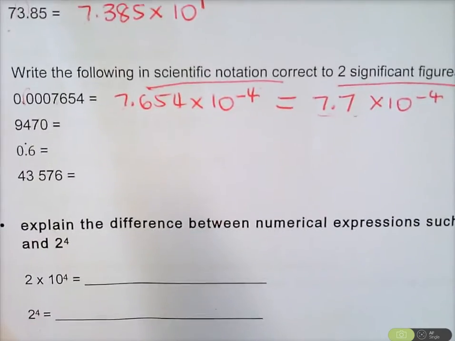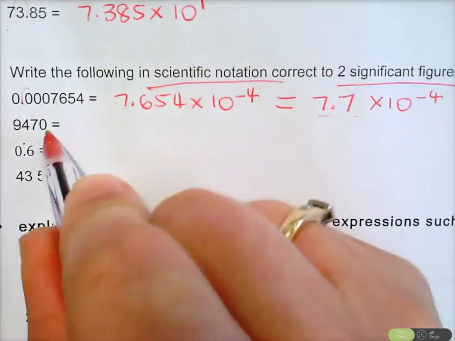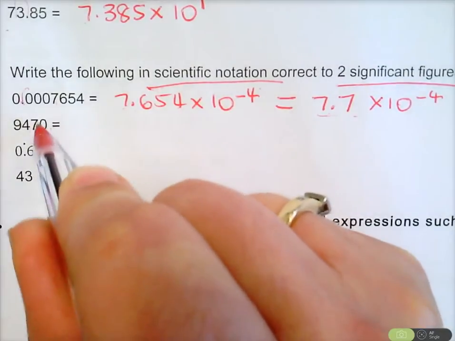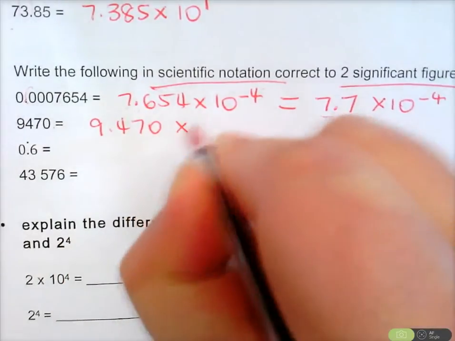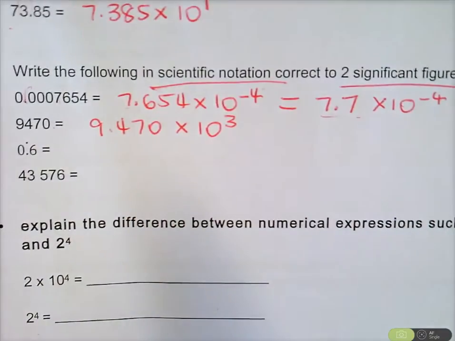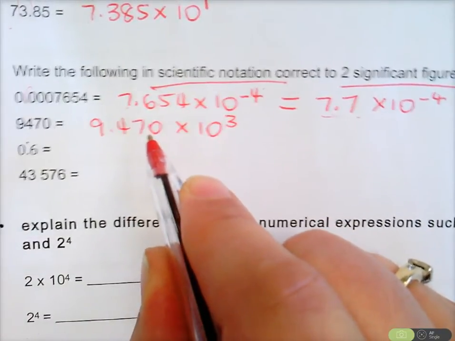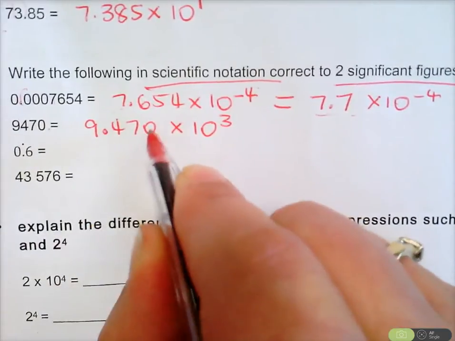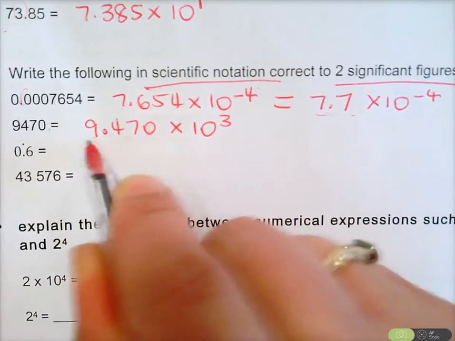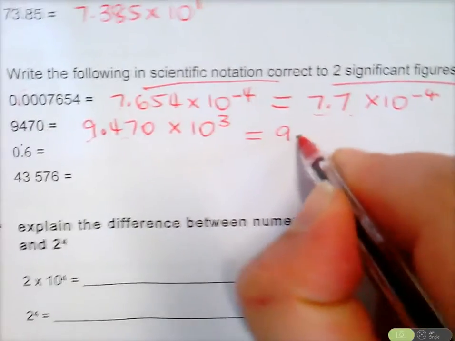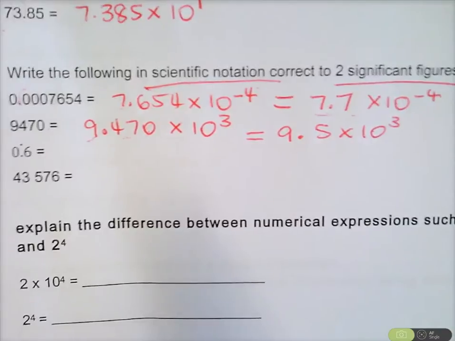Next one. Is this a positive or a negative power? Decimal point is on the end. How many places do I move? So it's 9.470 times 10 to the 3. By me putting this 0 here, remember zeros at the end of a decimal, I'm saying I know it to that accuracy, right? Just got to be careful. But 2 significant figures, what do I do? 9.5 times 10 to the power of 3.